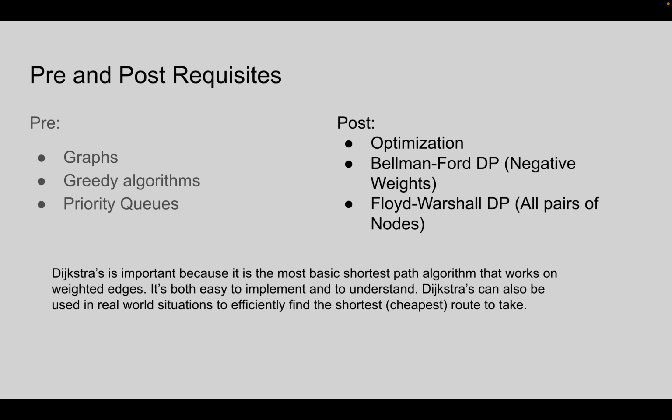queue. Before learning Dijkstra's, make sure that you understand graphs, greedy algorithms, and priority queues. After, you may study a bit of optimization of Dijkstra's, or Bellman-Ford DP, or Floyd-Warshall DP. Dijkstra's is important not only because it's a very basic shortest path algorithm that works on weighted edges, but also because it can be used in real-world situations to efficiently find the shortest or cheapest route to take from A to B, where A and B are not necessarily connected directly.